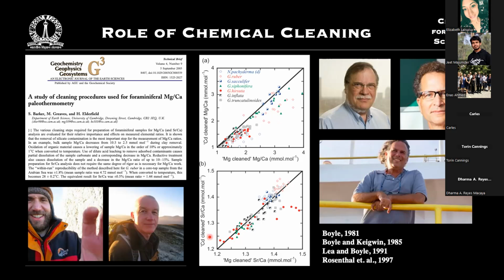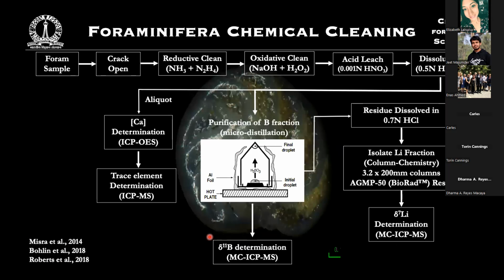Now, the way we analyze forams in our lab, we take the foram samples, we crack them open. We don't crush them open. Every literature talks about crushing them open, and if you crush them open, you won't have anything left at the end of the day. We have a reductive cleaning step and an oxidative cleaning step, followed by an acid leach, which gets rid of the adsorbed cations from the surface. Then you dissolve in a small aliquot.